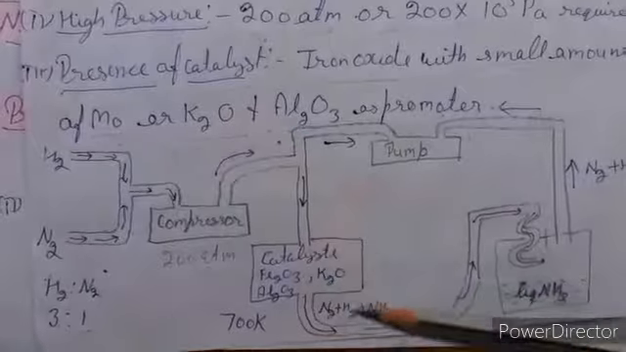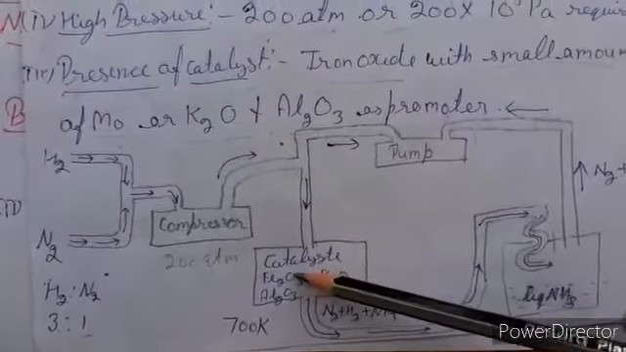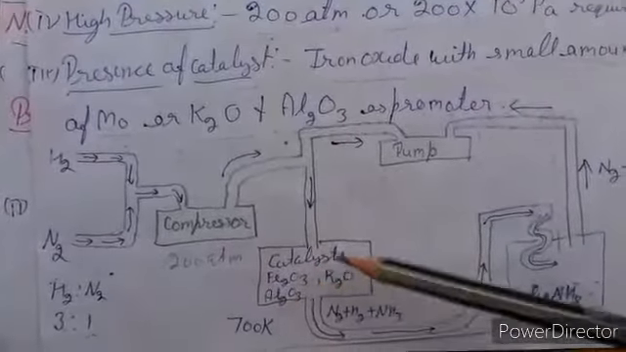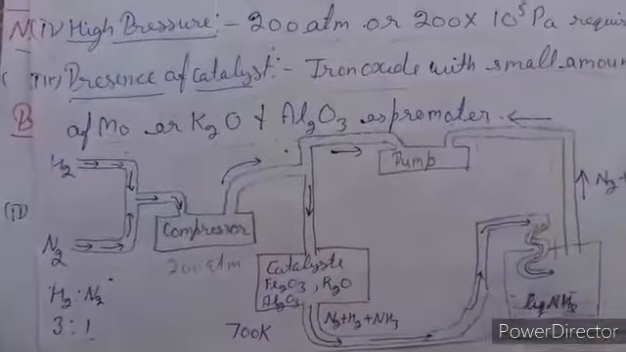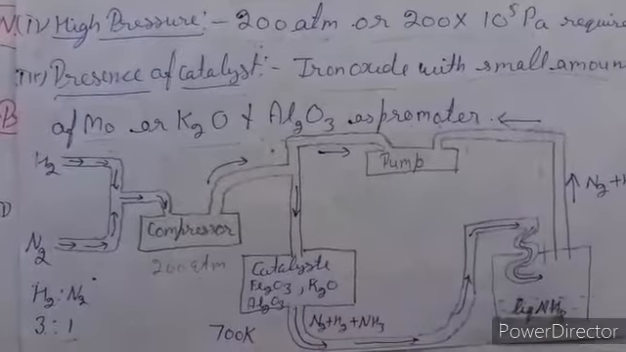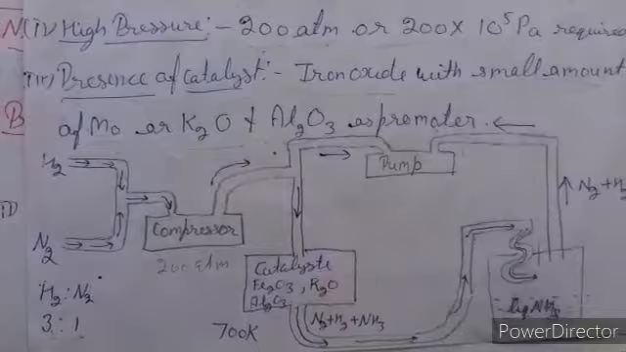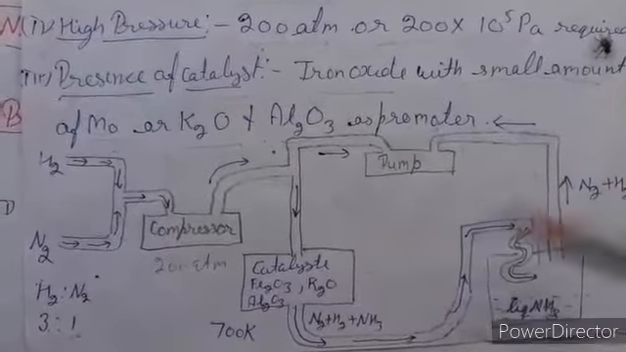In the presence of the catalyst, the nitrogen and hydrogen gas react on the surface of the catalyst. We also provide electrical heating to this catalyst chamber to enhance the rate of reaction. Up to 700 Kelvin we only heat the catalyst chamber the first time. For further reaction we cannot heat, because this process is exothermic, and the heat released during the reaction is utilized for further purposes.